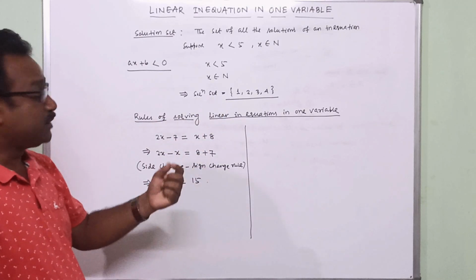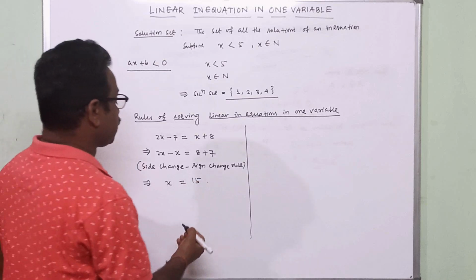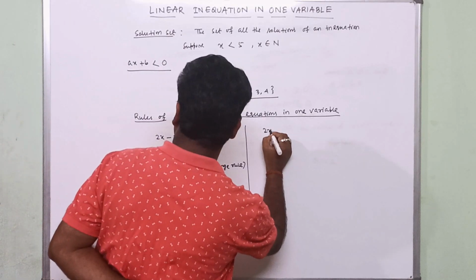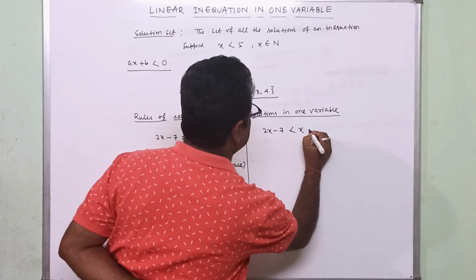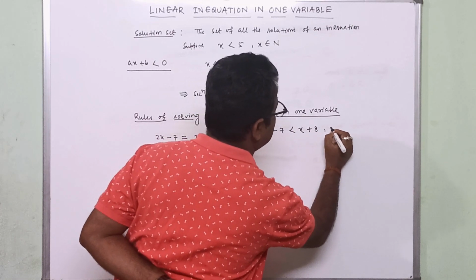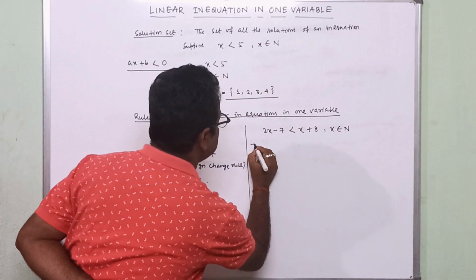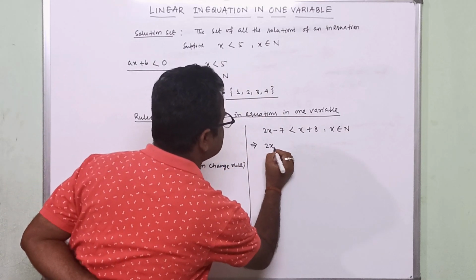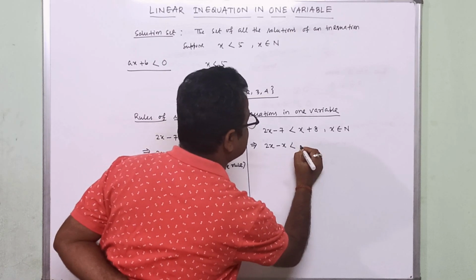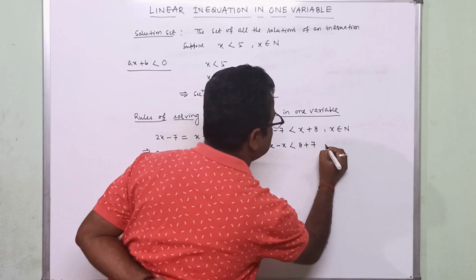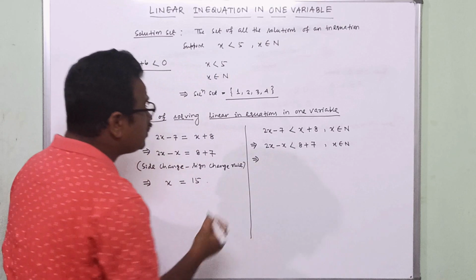But if we go to the linear inequation, what do we have to do? Suppose given 2x minus 7 less than x plus 8, comma x element of N. Now how will we do that? 2x minus x less than 8 plus 7, comma x element of N.